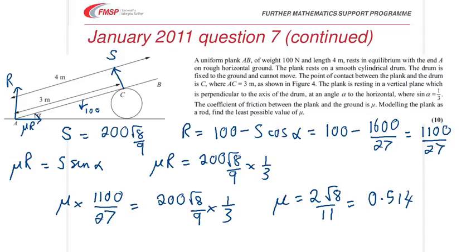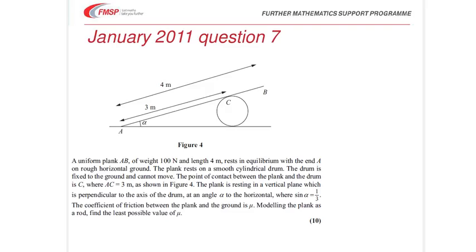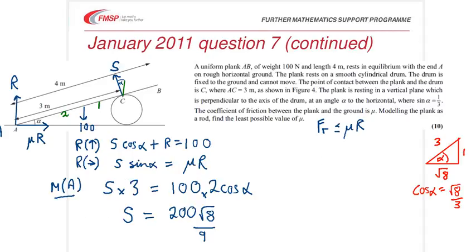So let's look at the marks for that question. Looking at the first part of the question, there were method and accuracy marks for the resolving. Let's do this in red. M1A1 for resolving vertically, M1A1 for resolving horizontally. For the moments, also an M1A1. So 6 marks so far there.